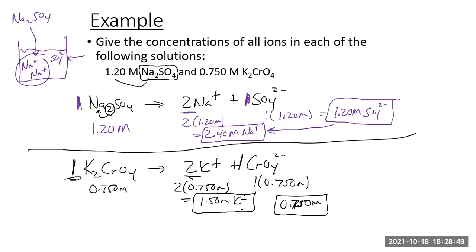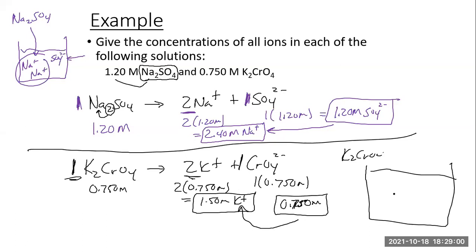Again, we see twice the concentration of potassium to chromate. Same idea. When we dump this guy into solution, the K2CrO4 breaks apart into 2 potassiums and 1 chromate that's flying around in that particular case. Any questions on that one there?